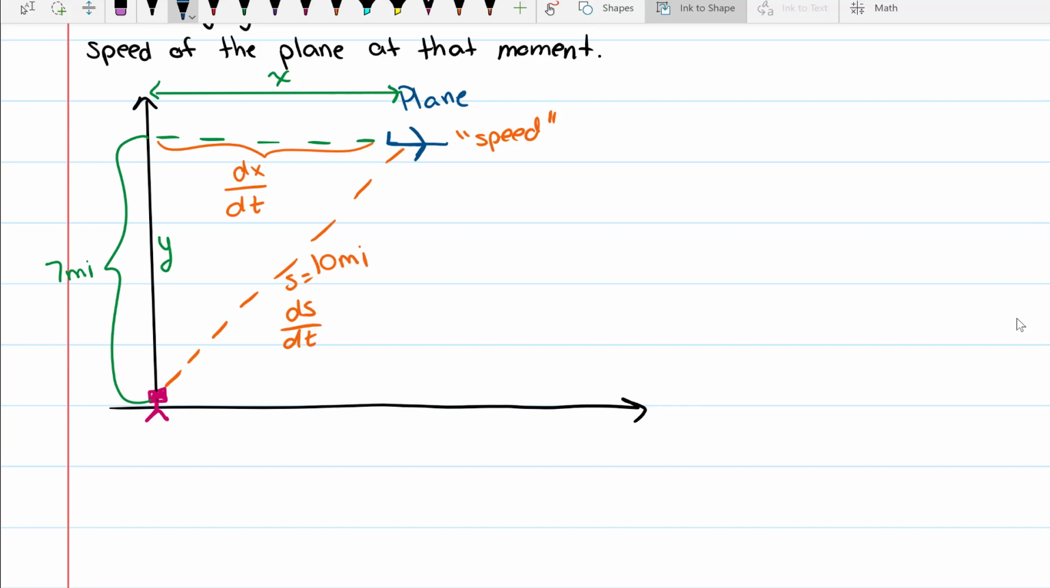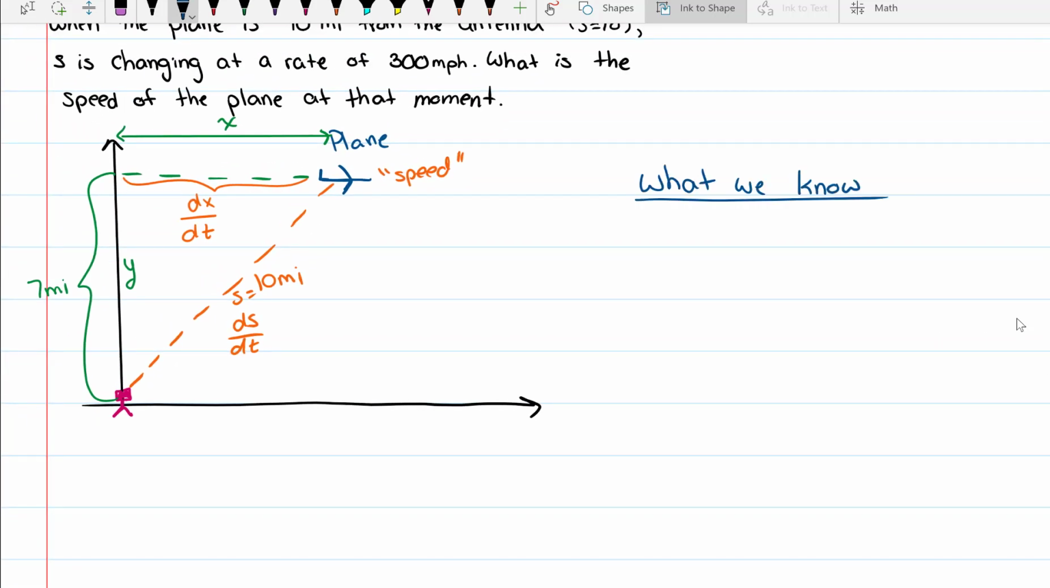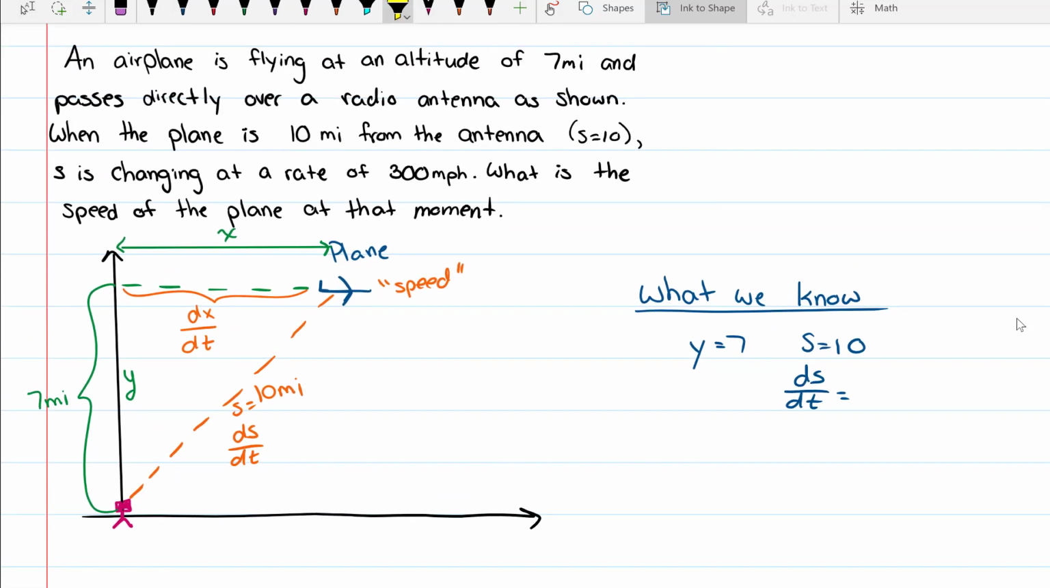So it's very important to write down what we do know. Well, we know that y is equal to 7. We know that s is equal to 10. We know that ds over dt is equal to, well, let's look at the problem. We use that it's 10 miles from the antenna. We use that its altitude is 7 miles. S is changing at a rate of 300 miles per hour. So we know the change in s is 300 miles per hour.